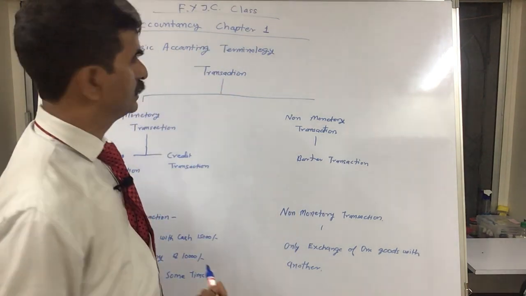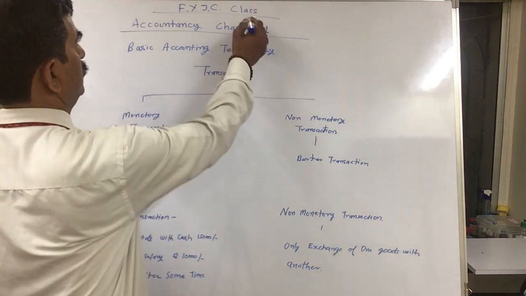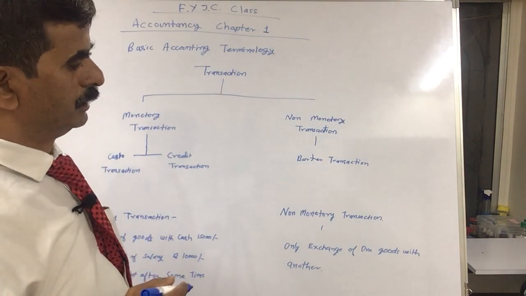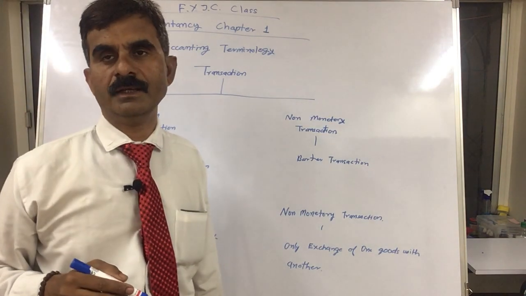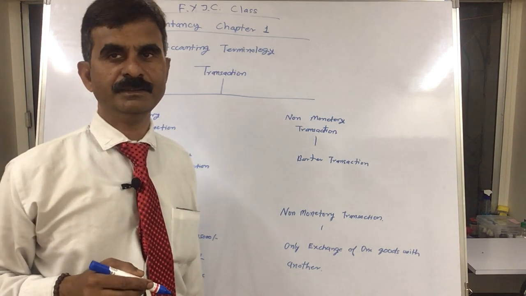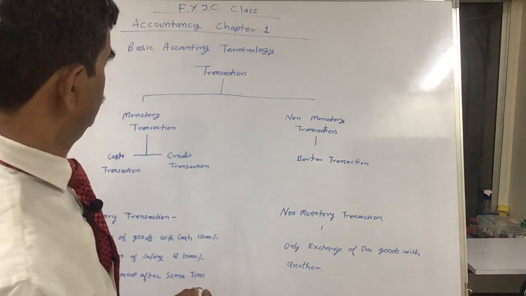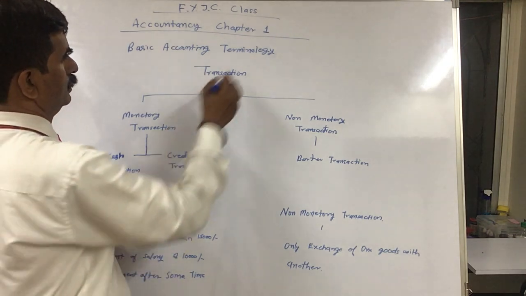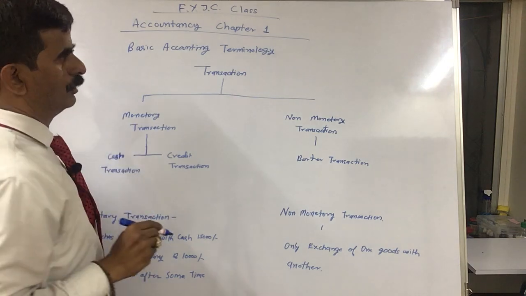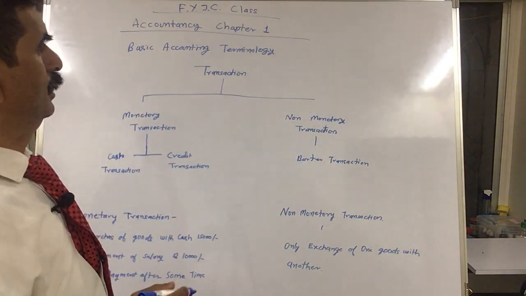Today's class is basically for F.Y.J.C. students, and other students, or office-class persons who want to learn about accountancy, can also attend. Today is Chapter 1. The subject is basic accounting terminology.